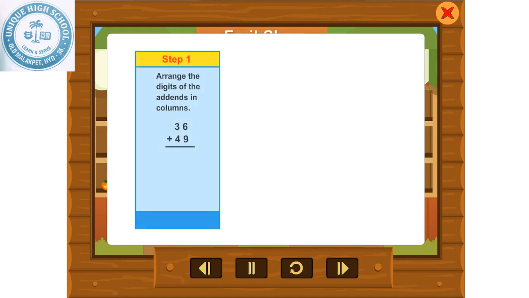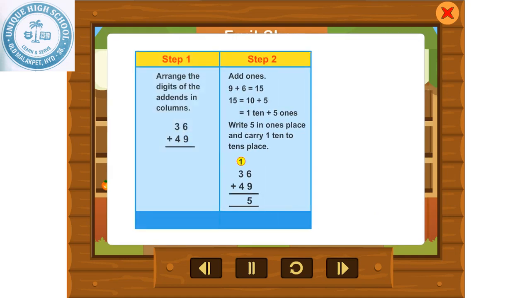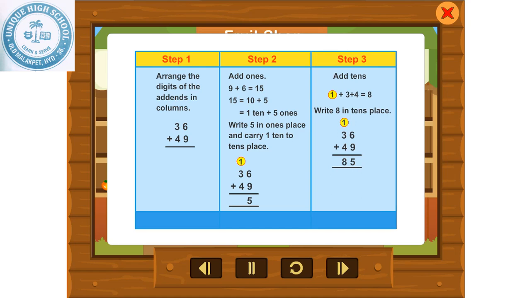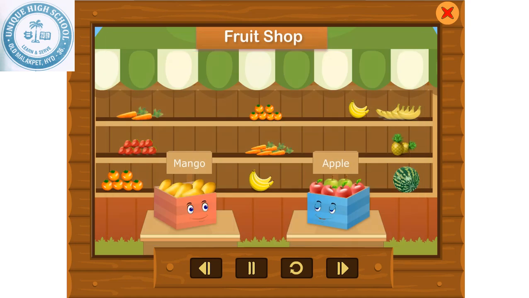And we can also do it in another way. Oh, it's very interesting. Thank you, Mango Box. Now, I can also do the addition of two-digit numbers with carrying.